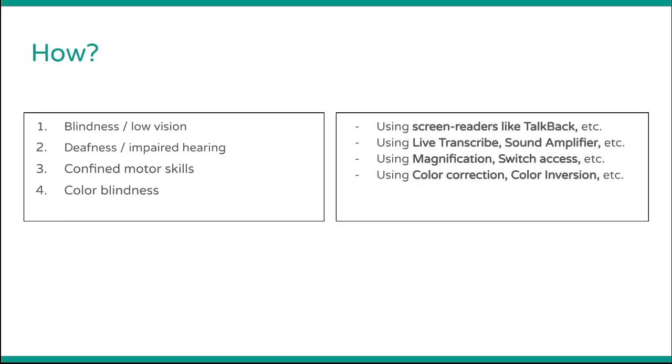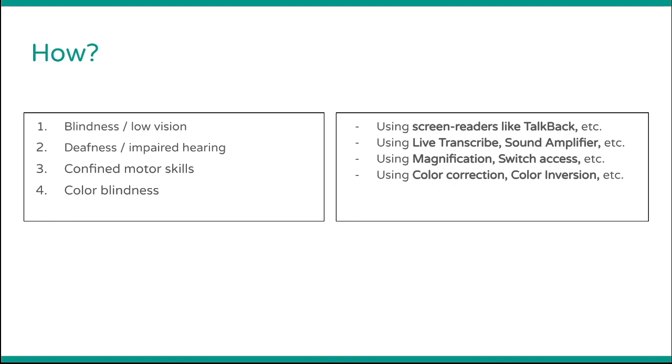So how is it possible? For example, if someone has blindness or low vision, obviously they cannot see the app. So we have applications like screen readers, like TalkBack. What it does is read each and everything on the screen, and based on that, the user can actually use that application. If someone has deafness or a problem in hearing, then for them there is Live Transcribe or a sound amplifier.